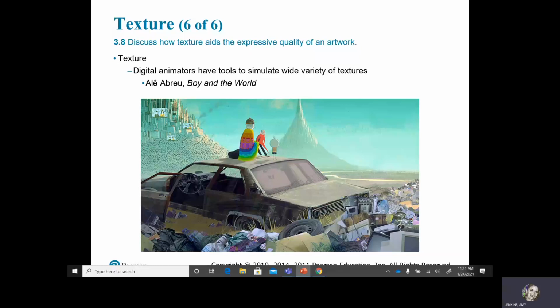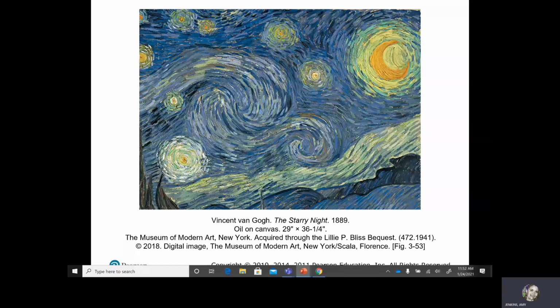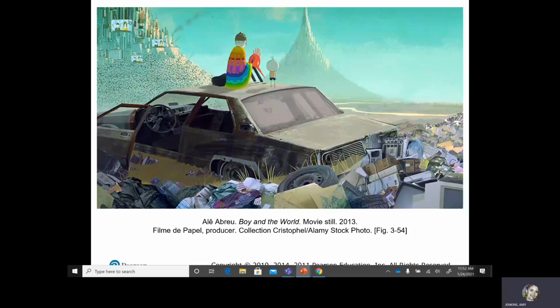In this image, we have digital texture. Digital animators have tools to simulate a wide variety of textures. We have Ali Abreu's Boy in the World. It's a bigger image of Vincent van Gogh's Starry Night. I think we went the wrong way. Yeah, there we go. There's a bigger image of Ali Abreu's textural image here, Boy in the World, movie still.